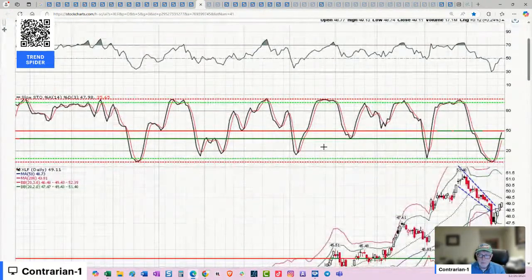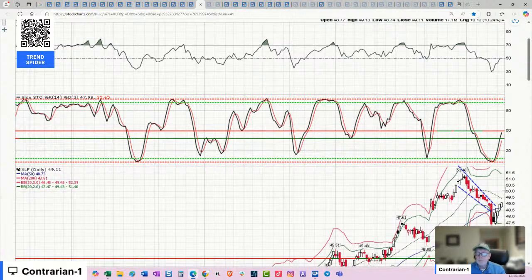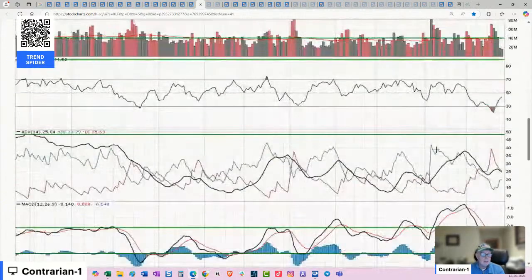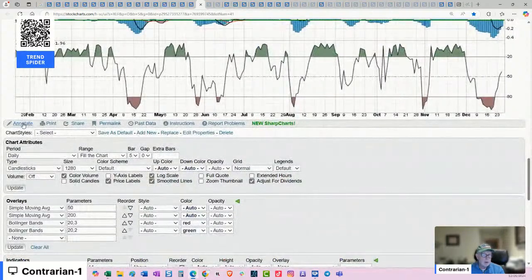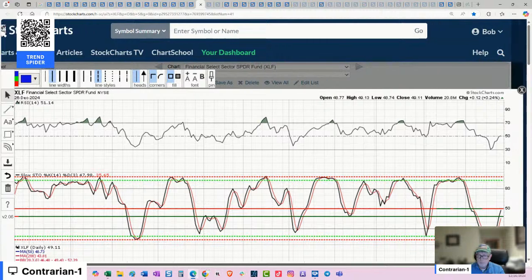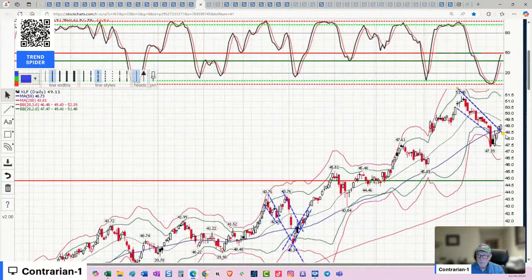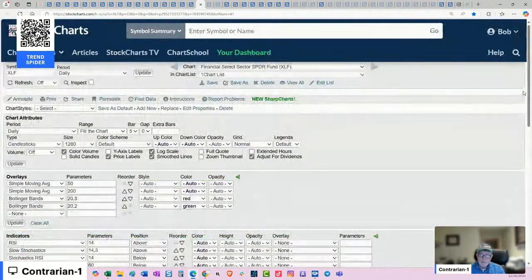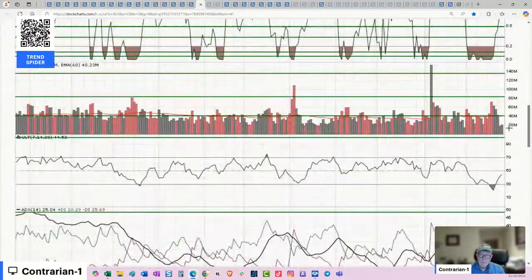The banks, they broke out this week. To be fair, they broke out last week. Let's update the chart. And we got a continuation move this week. So the banks are looking good. I just wouldn't chase them. There's no volume.